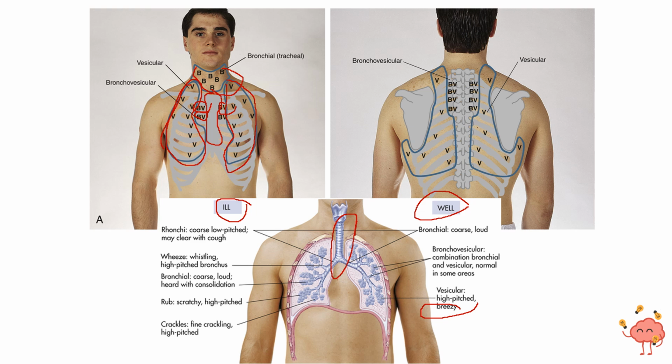So rhonchi: coarse, low-pitched, made clear with cough. If you're placing your stethoscope and you're listening and it sounds like that, you want to ask the patient if they can cough, because if they can cough and clear it, then you know that's rhonchi. Then we have wheezing. Different textbooks describe it differently. On the next page, you'll see the way your textbook describes it, but it's often described as musical, whistling, high-pitched. And then crackles: fine crackling, high-pitched. We're familiar with that one.